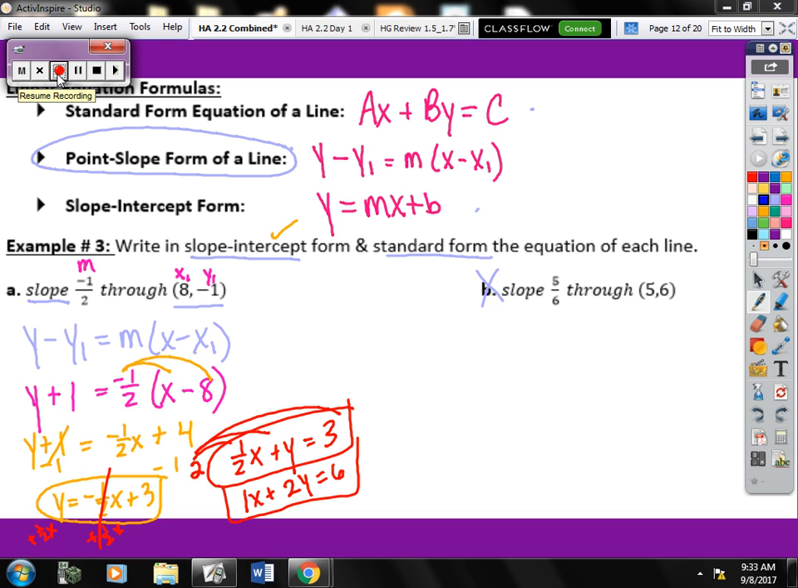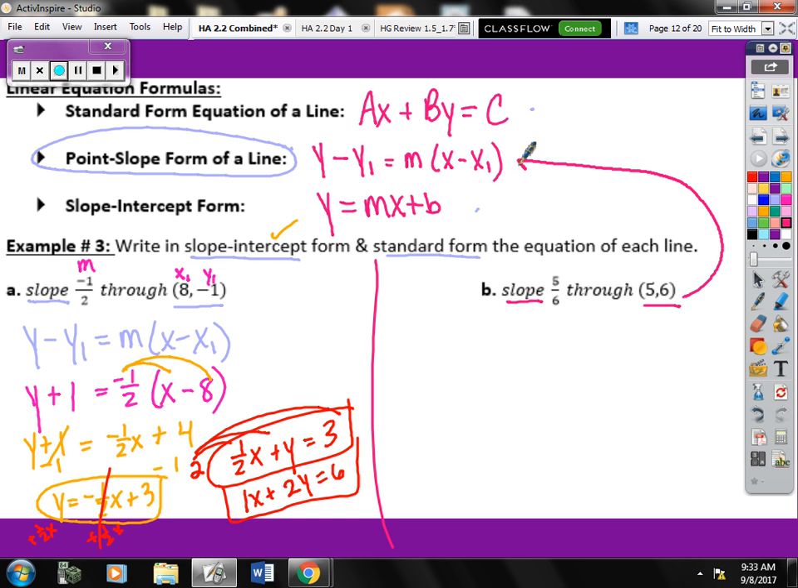Okay, I'm going to go through some of the examples that we didn't get to in class in case you guys need some reinforcing. So first of all, we'll go back to example 3b. This one had asked us to write in slope-intercept form and standard form the equation of each line. So notice that we were given the slope and we're given a point. So the only form that we know enough information to plug into is our point slope form.